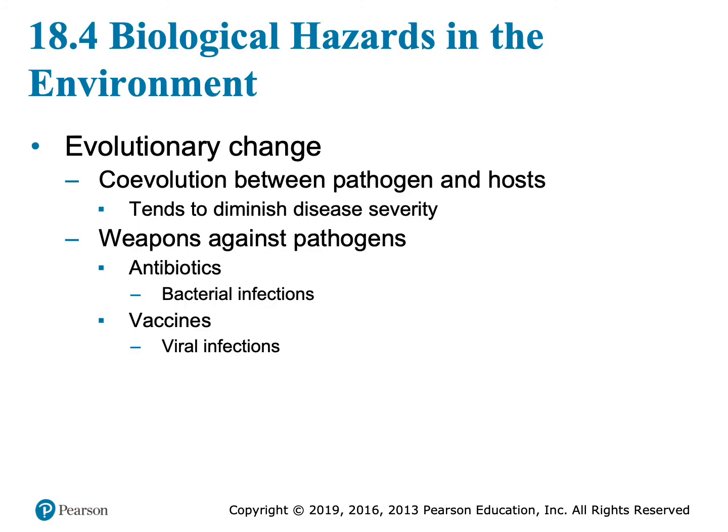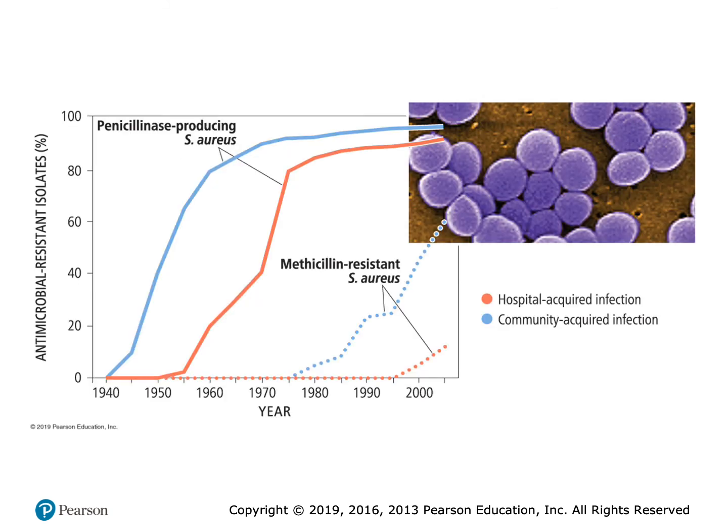This is what I just talked about. Sorry, I was ahead of myself. But coevolution, this just is showing between the pathogen and the host, it tends to diminish disease severity. But coevolution can occur where bacteria can become resistant to antibiotics, while vaccines will fight viral infections.